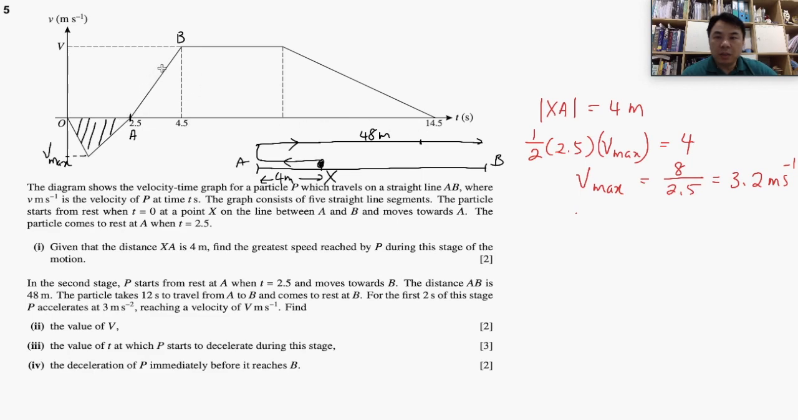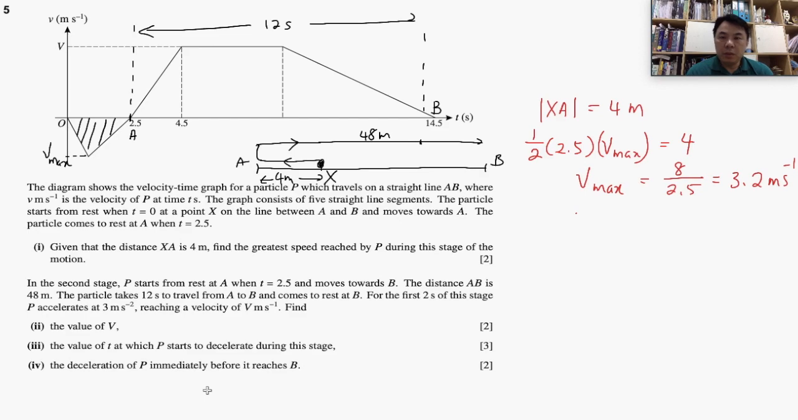So this is, okay, this is not B now. I think I made a mistake here. I just simply labeled there. The B is actually here. So the whole journey takes about 12 seconds.